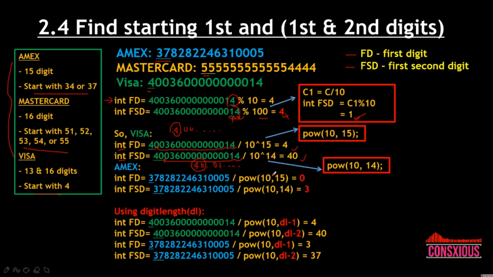When we put it here, for example, if you put these two as fixed variables, we may not be able to achieve what we want for different digit lengths. For example, if I put an AMEX here, which is 15 digits, using the same method we get 3, which is 0 or something here. Then with 14, we get 3, which is not what we want. What we want is to get 3 and 37. So this is not the most accurate way to do it.